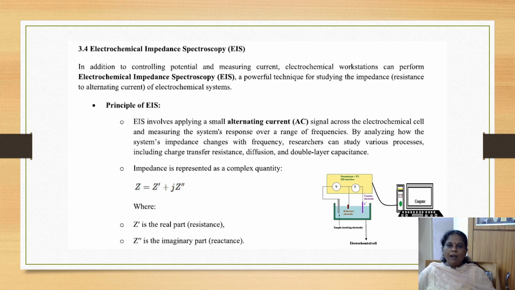By analyzing how the system's impedance changes with frequency, researchers can study various processes including charge transfer resistance, diffusion and double layer capacitance. So impedance, we know, is a complex quantity, where Z = Z' + jZ'', where Z' is the real part, which is resistance, and Z'' is the imaginary part, which we can call reactance. Reactance may be the reactance of a capacitor or the reactance of an inductor.